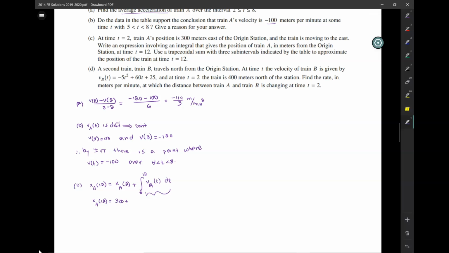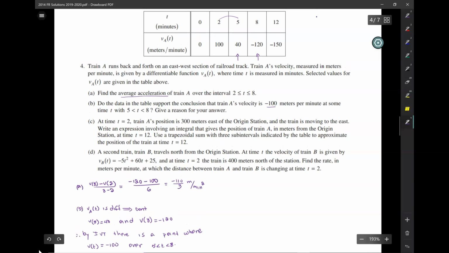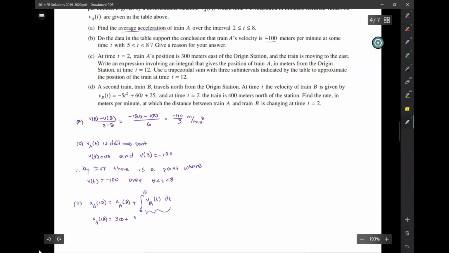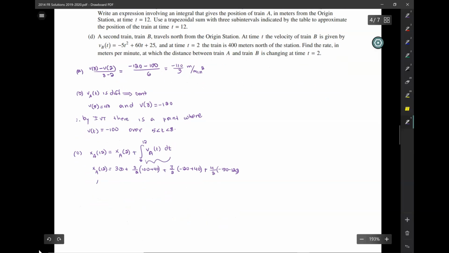This is a trapezoidal rule, right? So here for the first one, from 2 to 5, it's a t of 3, so 3 over 2 times 100 plus 40, plus another 3 over 2, negative 120 plus 40. And then the last interval goes from 8 to 12, so that's an interval of 4 over 2, negative 150 minus 120. Finally, the position at t equals 12 is negative 150 meters.